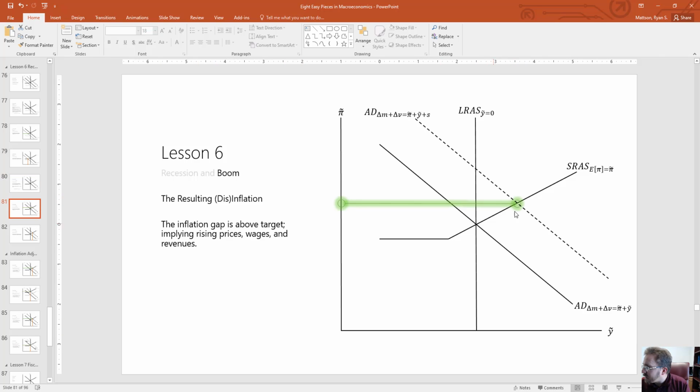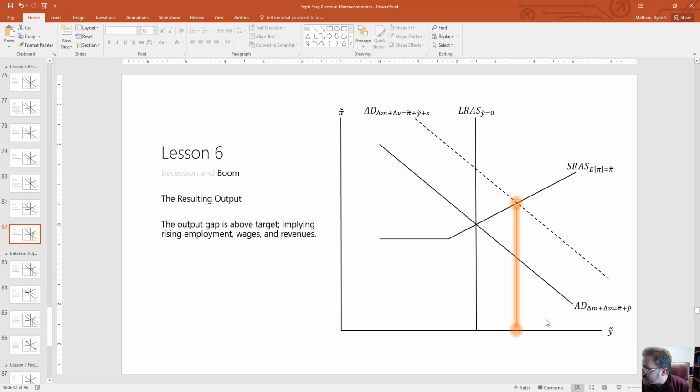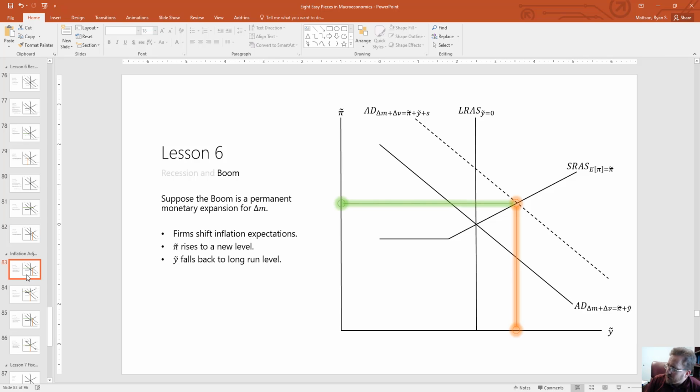And what we end up with is a higher rate of inflation, higher relative to that inflation gap in the short run anyway. And we also have a higher relative output gap that we benefit from. So more hiring, more wage increases, more revenue to firms, all those benefits you get from that rising output and rising prices. Now, if we take a look at this as we go from the short run into the long run, what's going to happen there?